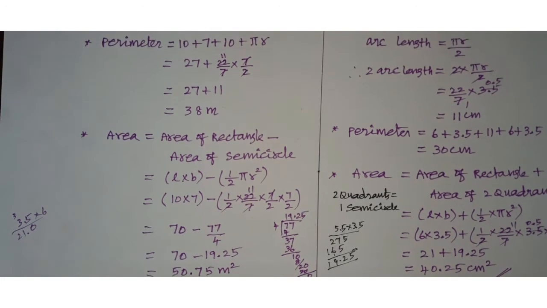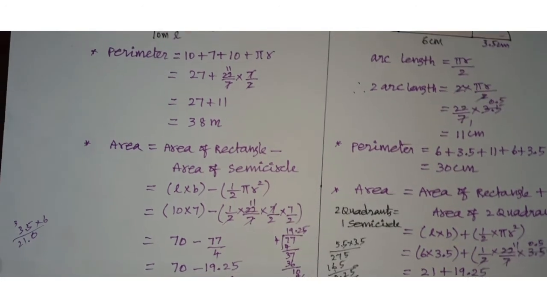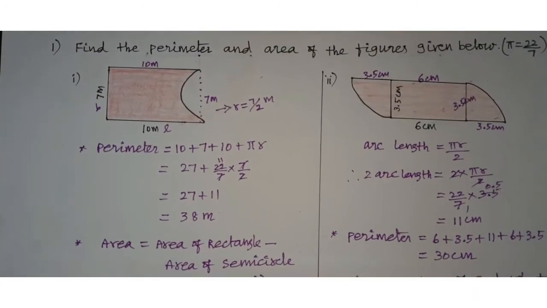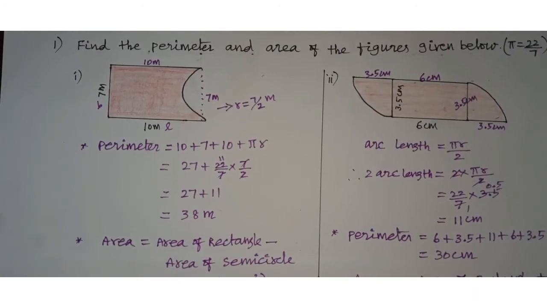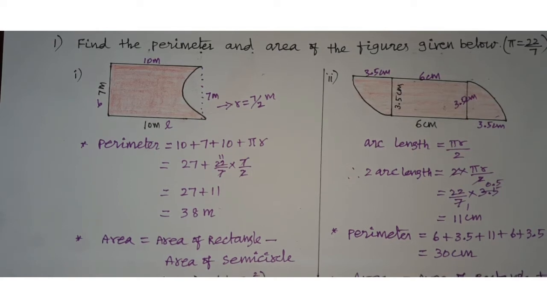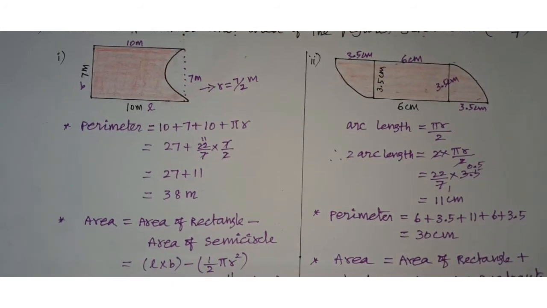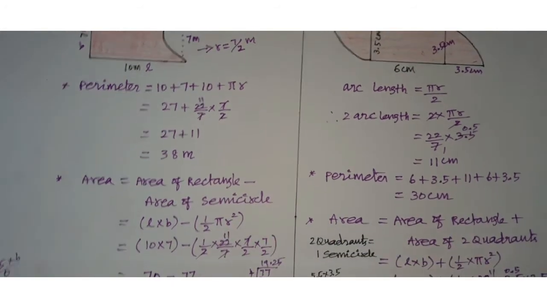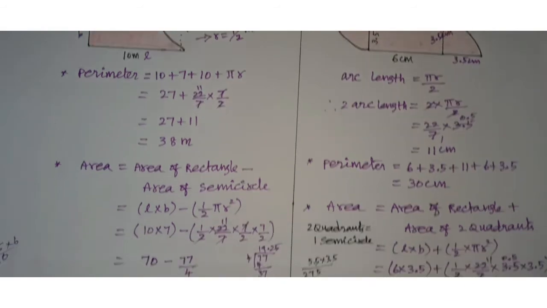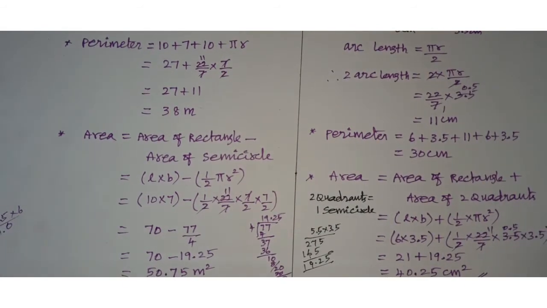Okay, so now both diagrams, the given diagram, and we have to find perimeter and area. First question: a rectangle and one semicircle portion cut out from the rectangle. Here one rectangle and two quadrants included with that rectangle. Okay, so I hope students you understand this sum.